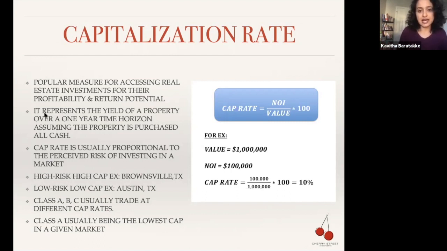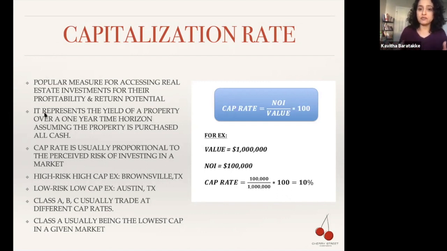So let's go to Dallas. The cap rate for a Class C might be around a 5.5, maybe even a 6, but the cap rates for an A might be 4 or 3.5. The cap rates for a B might be somewhere in the middle, around 4, 4.5. So depending on the class as well, the cap rates will fluctuate within a given market.